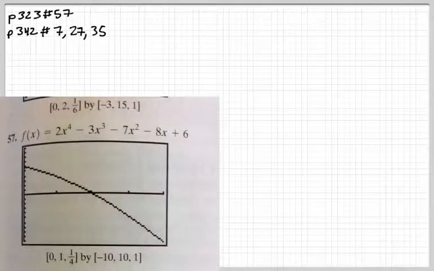This problem asks us to find all the zeros. It gives us a small picture of what the graph would look like. The picture is supposed to give you a hint, a clue. We cannot factor this function right here. It is really gnarly. There's no grouping going on here.